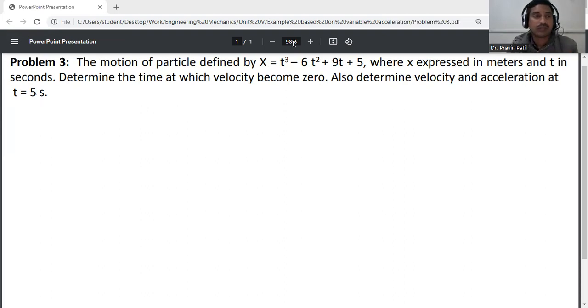Okay, so first of all, write down the equation: x is equal to t cube minus 6t square plus 9t plus 5. Okay, so differentiate with respect to t.